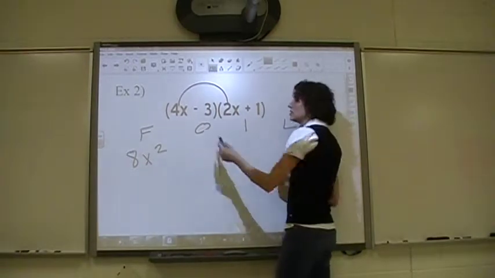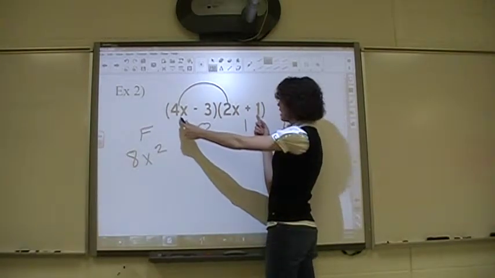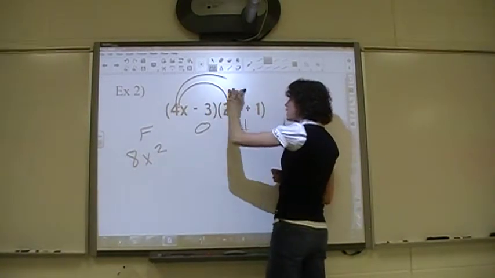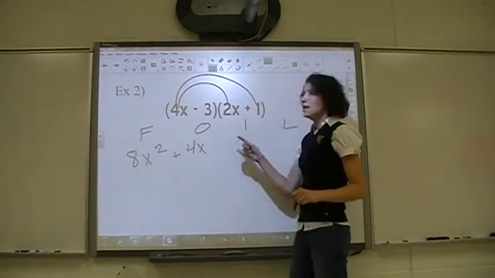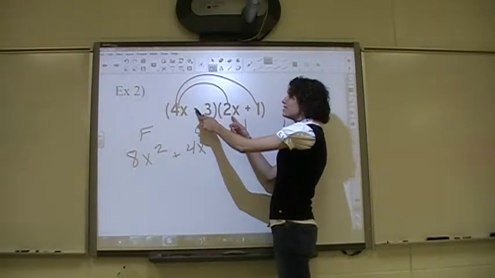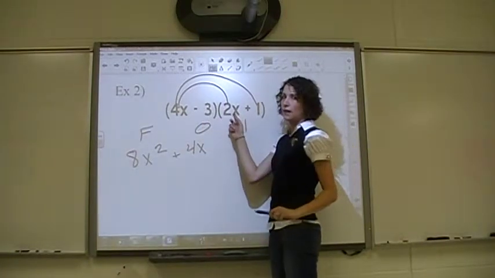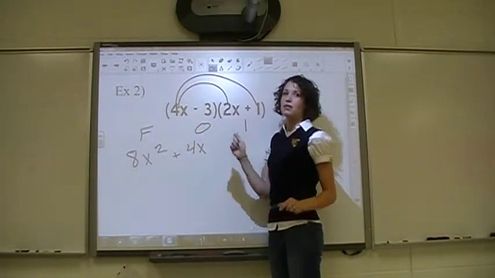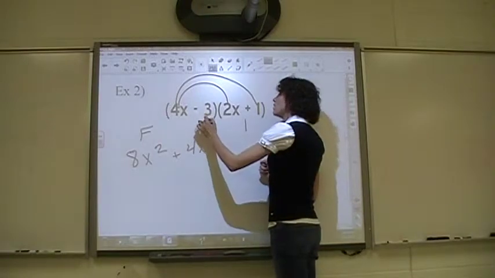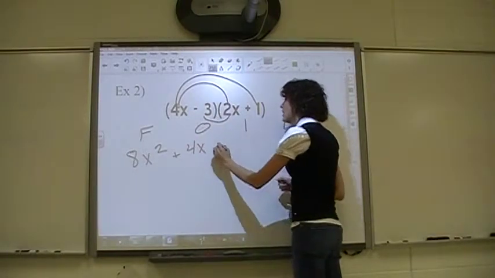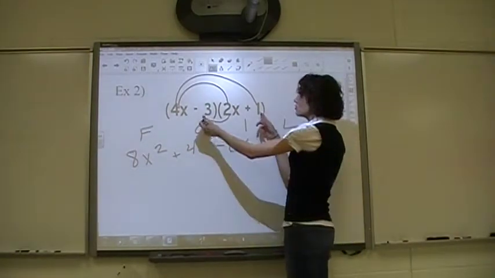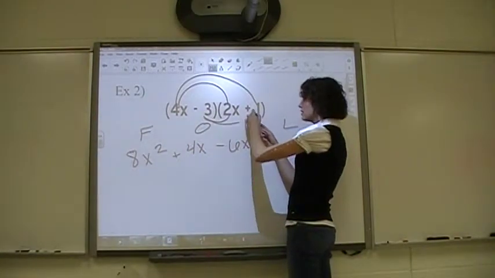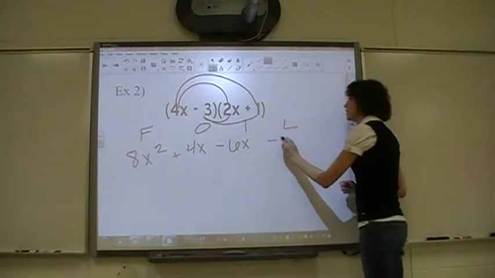Now I have my outsides, which would be my 4x and my 1. So 4x times 1 just gives me plus 4x. Now my insides are going to be this negative 3 and 2x. Make sure you bring this negative with it. That's very, very important. So negative 3 times 2x gives me a negative 6x. Then finally, our last terms would be this negative 3 and this positive 1, which would give me a minus 3.